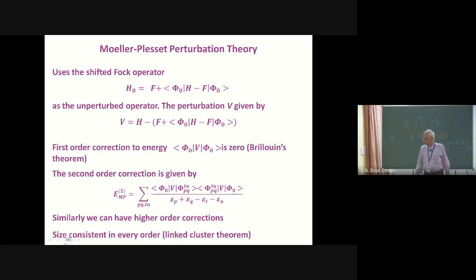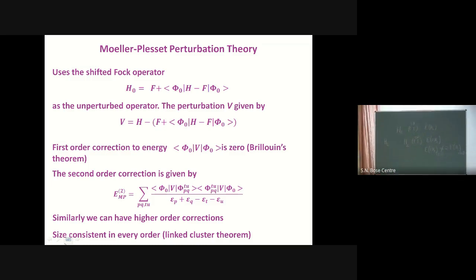Okay, and if you look at a book like Stefan Rossler, it will explain to you why this is the case. Okay, so that's one of the problems that you will find. But perturbation theory is size consistent in every order, and that is known as the linked cluster theory.